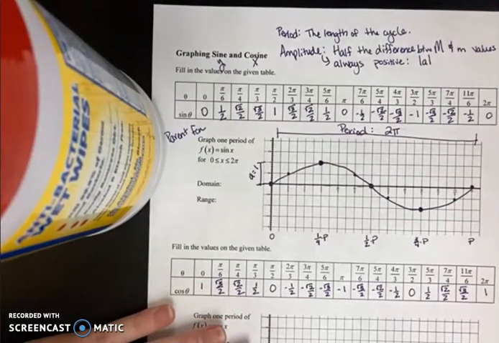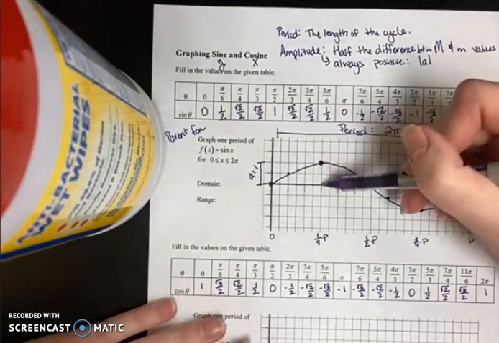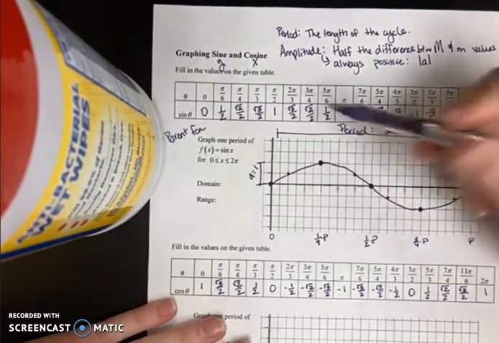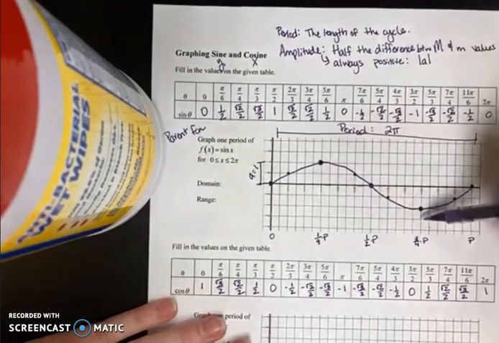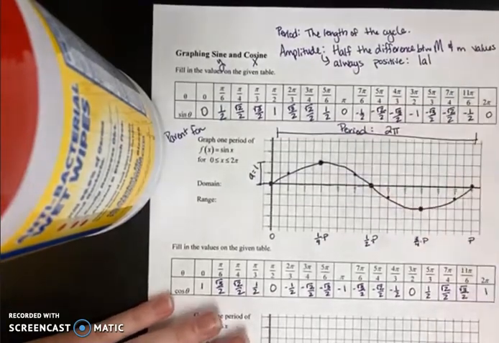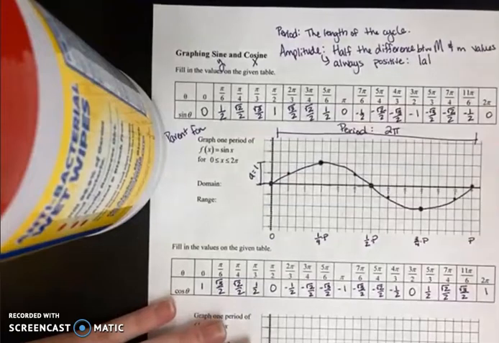Or you could think of it this way. The distance to the max and min, so we went up 1 and down 1. That's a total distance of 2. And half of 2 is 1.